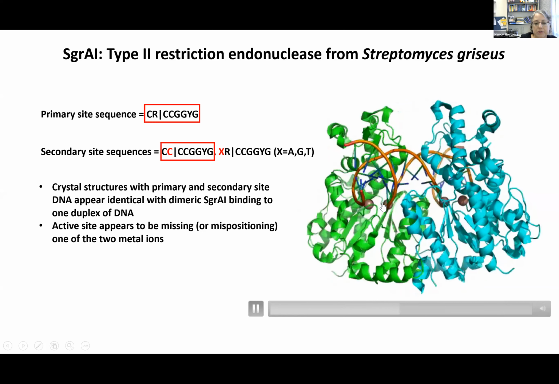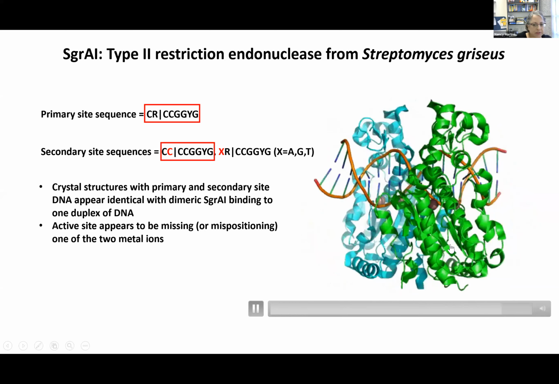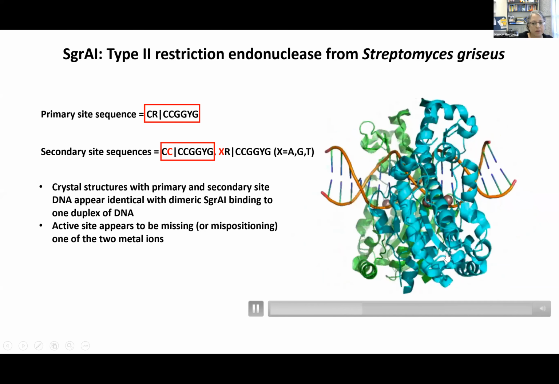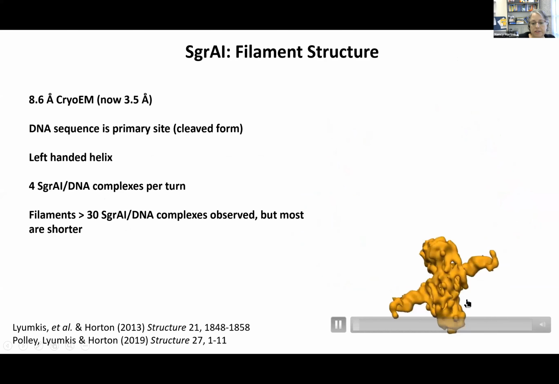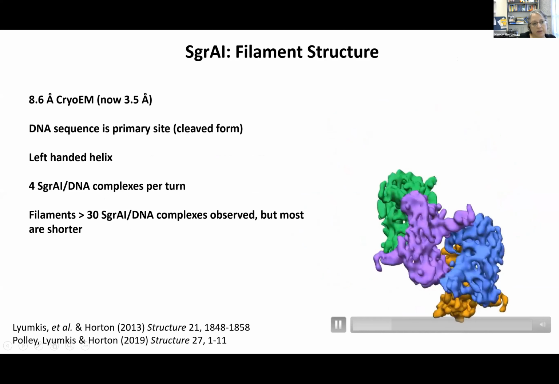We do see two divalent cations binding in the active site, but one of the two is displaced from where we think it should be, and we think that's the origin of the low DNA cleavage activity in this conformation. So we also determined the structure of the filamentous form, this time in collaboration, to determine it by cryo-electron microscopy.